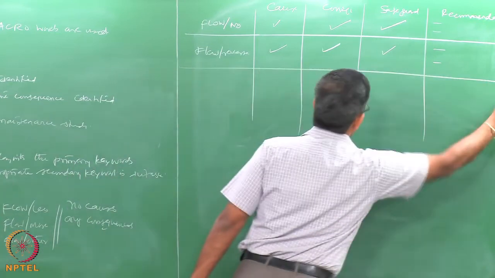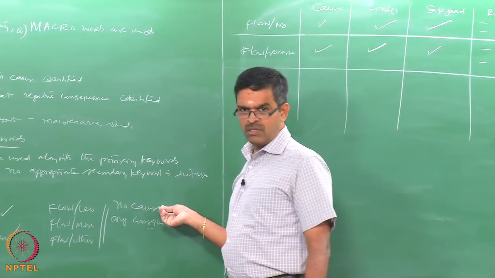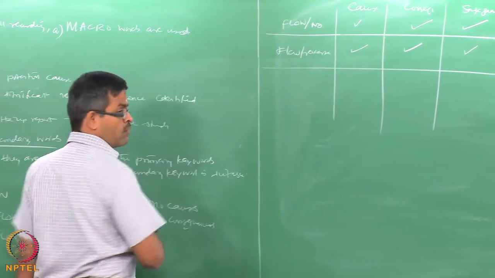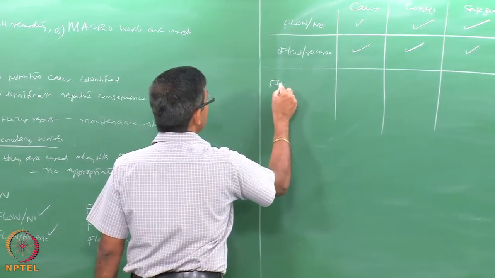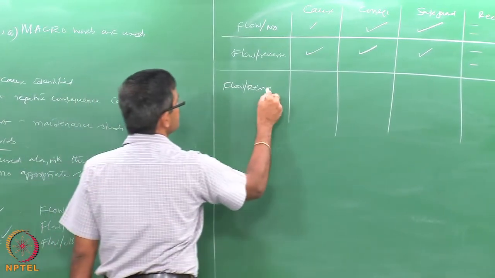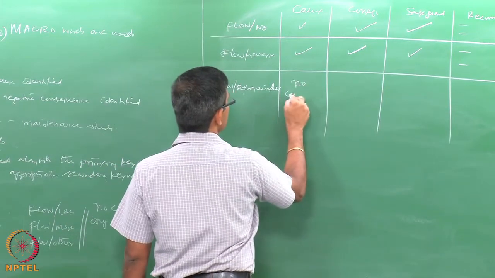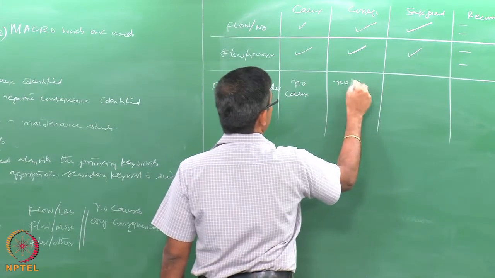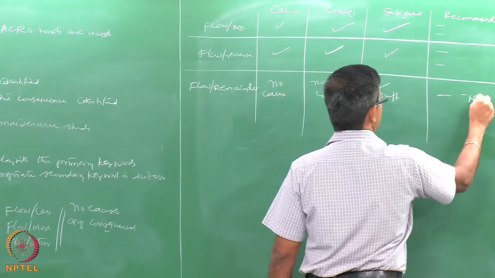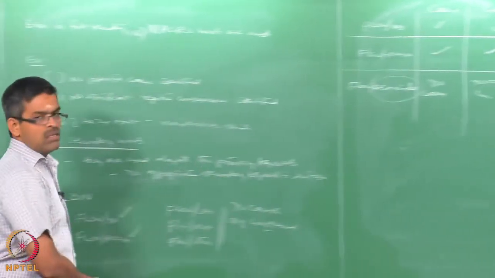But there are certain combinations which have either no cause or no significant consequence. So, flow less, flow more, etc. So, I can even say flow remainder. So, no cause, no negative consequence, safeguards are sufficient, no recommendations. So, the remainder includes all the remaining secondary keywords.